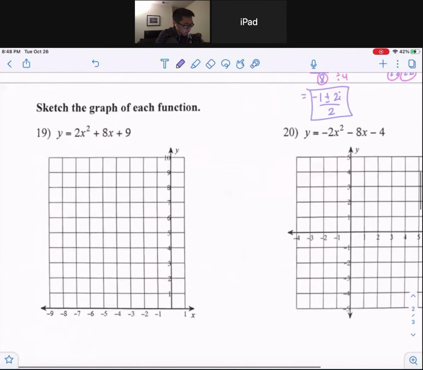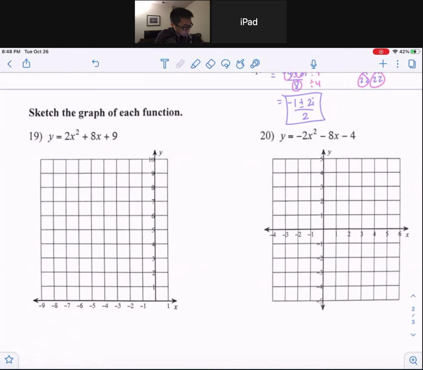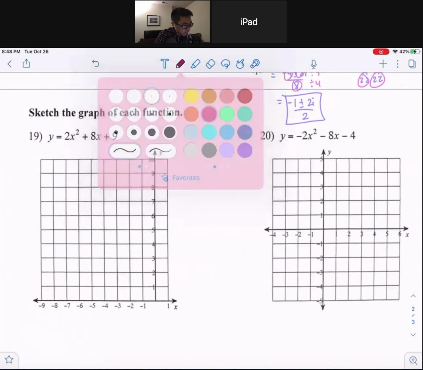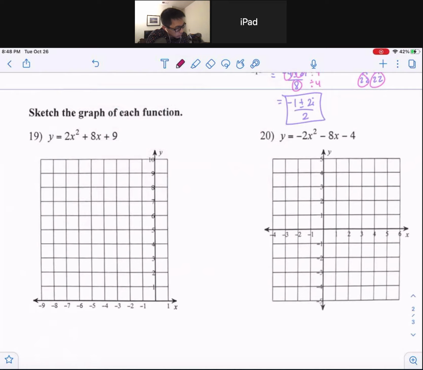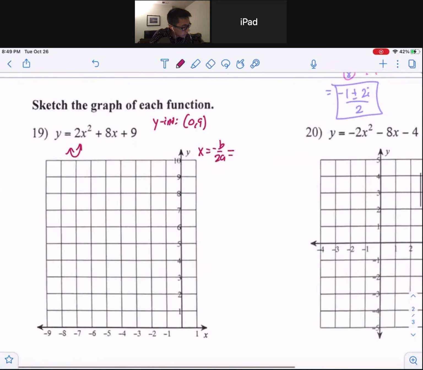And lastly, for the graphs. Now for the graphs, you guys, you could figure out key terms. Since a is positive, you know your graph's going to open up. And since it's a standard form, you know the y-intercept is automatically 0, 9. So if you guys want to find your guys' axis of symmetry, it's x equals -b over 2a, which is -8 over 2 times 2, -8 over 4, which is -2.